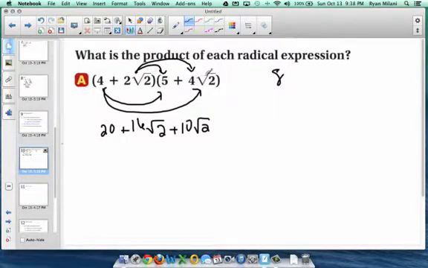Square root of 2 times square root of 2 is the square root of 4. The square root of 4 I can simplify as 2. So this becomes 8 times 2, which is 16.